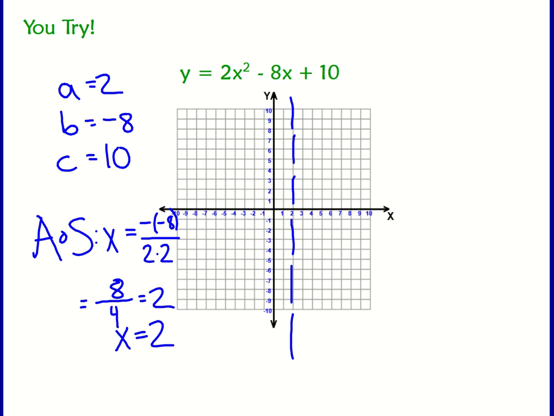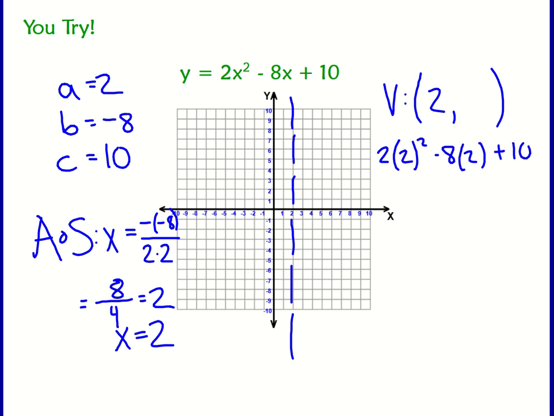Then the vertex is whatever I get when I substitute 2 in for x, and then I can find that y value. So that would be 2 times 2 squared minus 8 times 2 plus 10. So this would be 2 times 4 is 8, minus 16 plus 10, negative 8 plus 10, 2. So my vertex in this case is the point (2, 2).